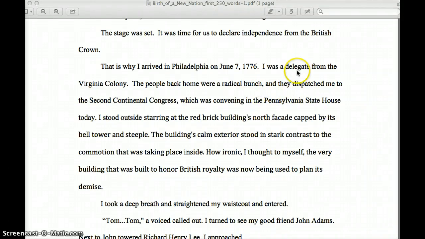So I said here that he was a delegate, and he was dispatched to the Second Continental Congress. Okay, this is a real group. This is an important group of patriots that met, and they were meeting to try to declare independence from Britain. Where were they meeting? Not just in a building. There was a specific building that they met in. When I did my research, I found out that it was this Pennsylvania State House. Today, this building is called Independence Hall. There's a little description of what the building looks like.